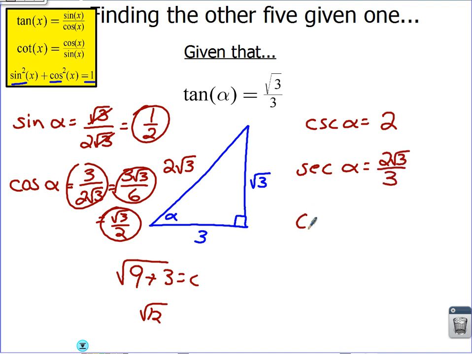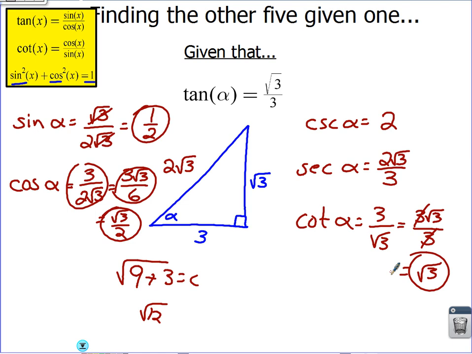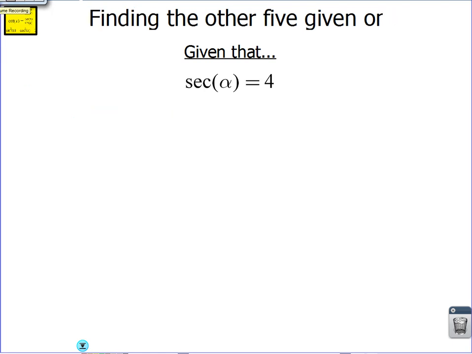And then cotangent. Since tangent was root 3 over 3, cotangent would be 3 over root 3. Multiply top and bottom by root 3. That gives me 3 root 3 over 3, which reduces to just root 3. Next one, the secant is 4. Now that we're given secant, we can go straight to cosine alpha. If the secant is 4, the cosine is 1/4.